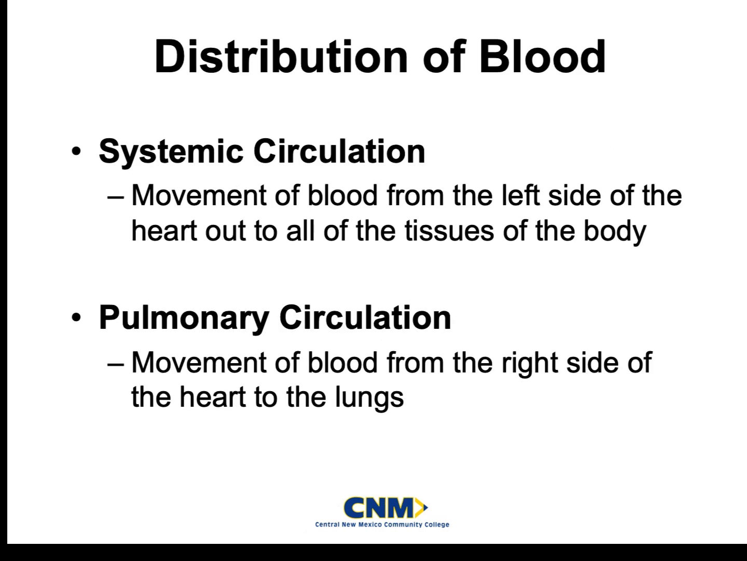All right, some vocab here: systemic and pulmonary circulation. Systemic circulation is the movement of blood from the left side of the heart to all the tissues of the body through the aorta, where pulmonary circulation is the movement of blood from the right side of the heart into the lungs to get oxygenated. Make sure you guys know the definition of both these terms.